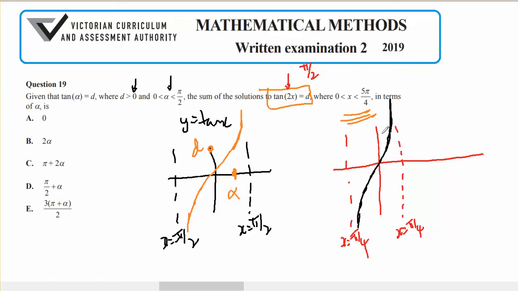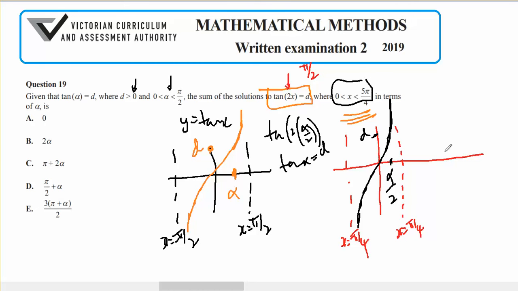this, and at this height of d, that point there is going to be alpha on 2, because if you replace x with 2x, it's dilating by a factor of a half, so I would have to put alpha on 2 to get d, because the tan of 2 times alpha on 2, the 2's would cancel, the tan of alpha equals d. Okay, so I'm going to change my domain out to 5 pi on 4.